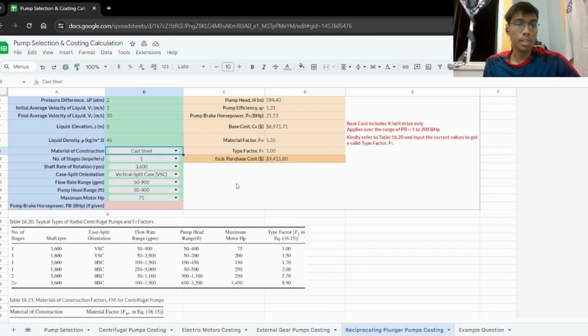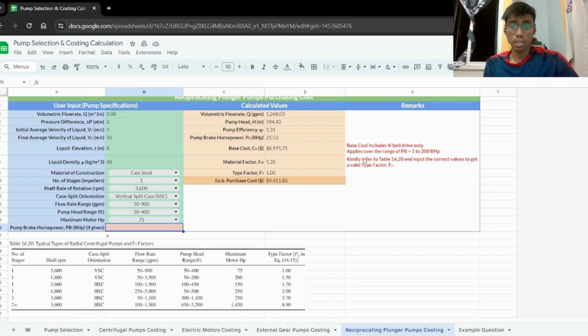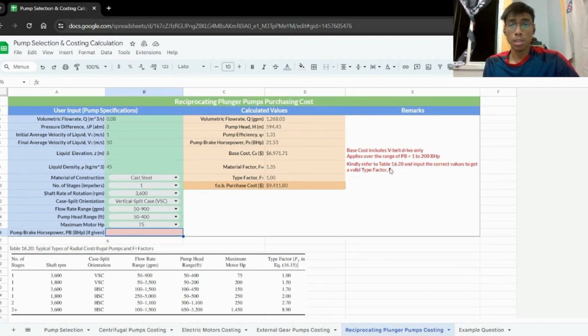Okay, for the last part, if the pump rate horsepower value is given, we can input here. Also note that the value for pump rate horsepower must be in the range of 1 to 200 because the reciprocating plunger pumps can only afford this value to do work. So if we choose the pump rate horsepower value as 150, then that says we calculate the value for FOB purchase cost.